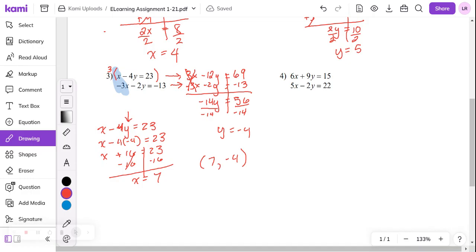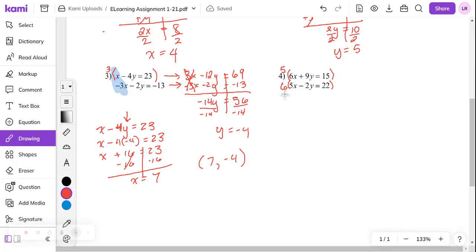So I want to remind you, if you're ever in doubt, you can just use the front numbers to help you. So what I'm going to do is multiply the top by 5. And I'm going to multiply the bottom one by 6. So that's going to give me 30x and 30x. Those are the same, and I prefer opposites.